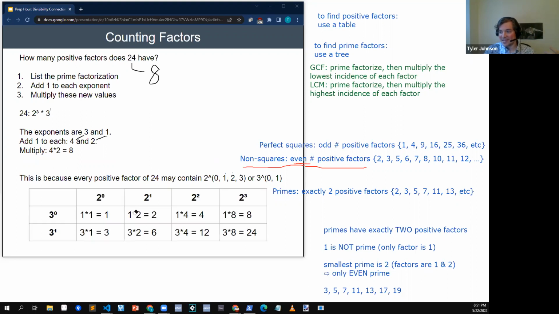We can kind of visualize it in matrix form here. Here are those 8 factors with either 2 to the 0, 2 to the first, 2 squared, and 2 cubed from the 2's, or a 3 to the 0 and a 3 to the first as their power of 3.